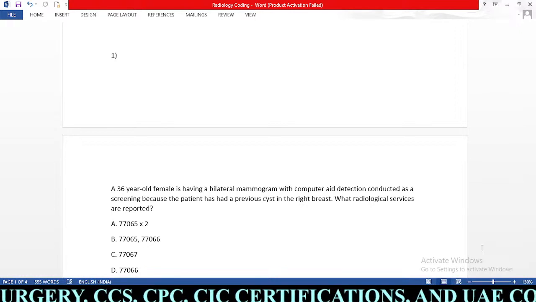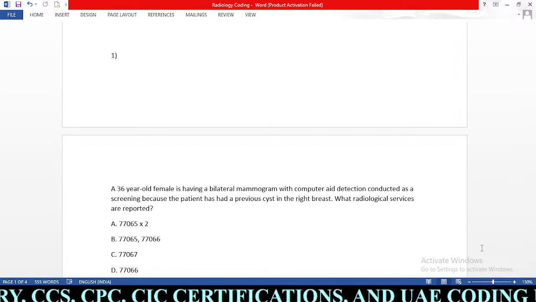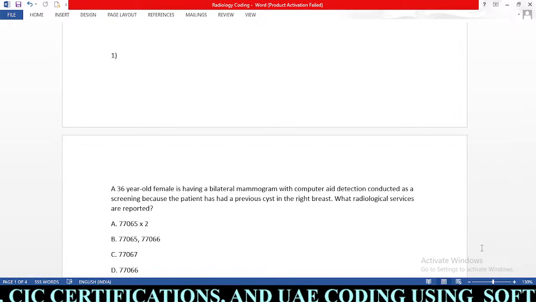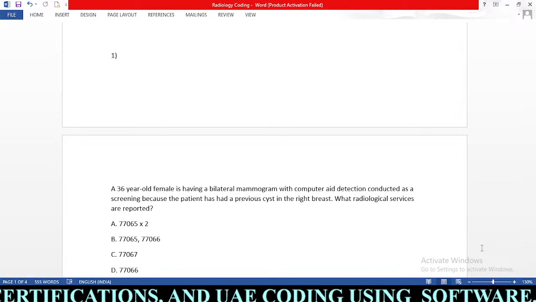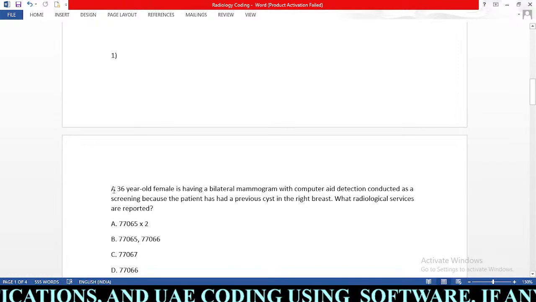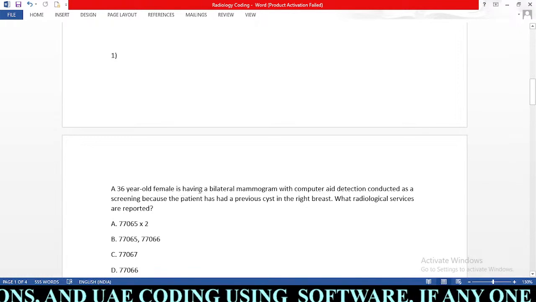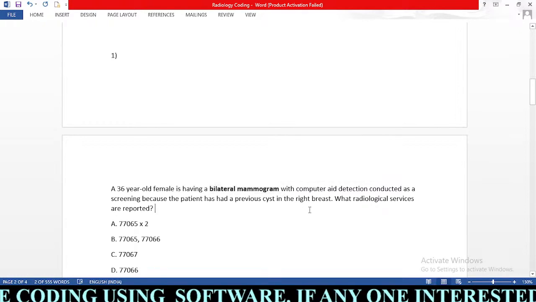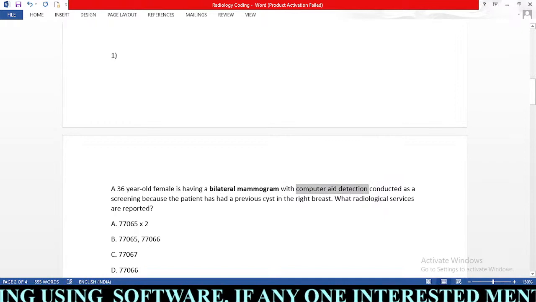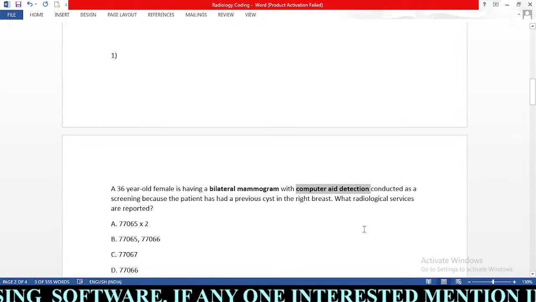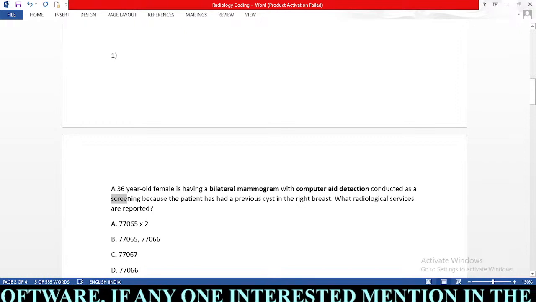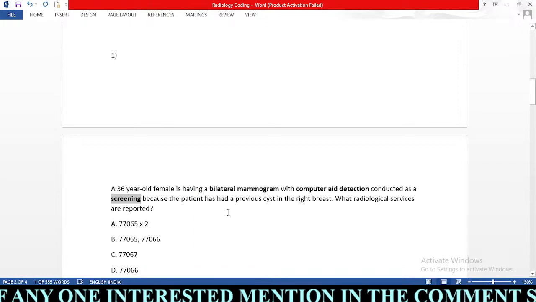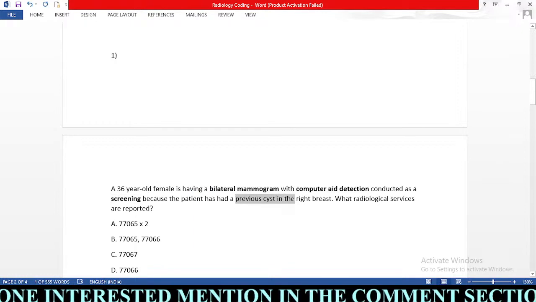Now it is 9:21. We can discuss the answer. Our first option is 77065. First we will read the question, then we can decide. A 36-year-old female is having a bilateral mammogram. This is the keyword here: with computer-aided detection. This is also one keyword: conducted as a screening. This is also an important keyword in radiology, because the patient has had a previous cyst in the right breast.